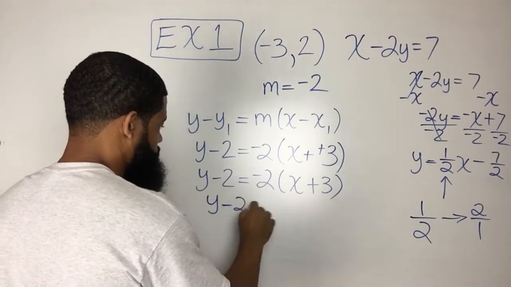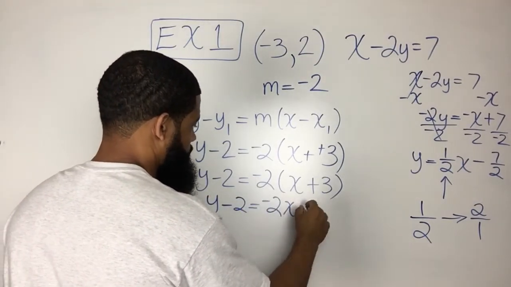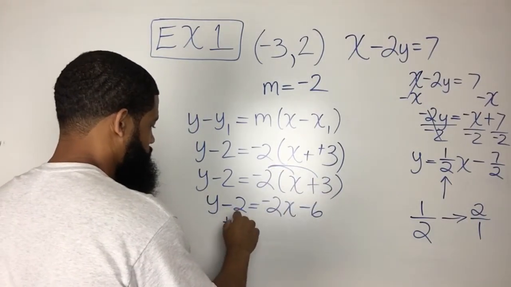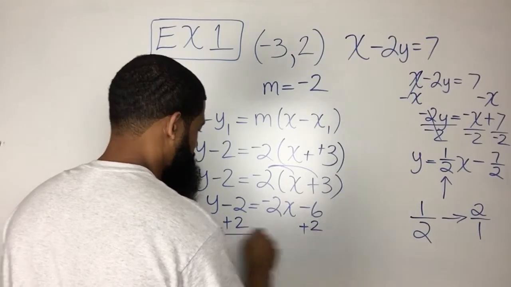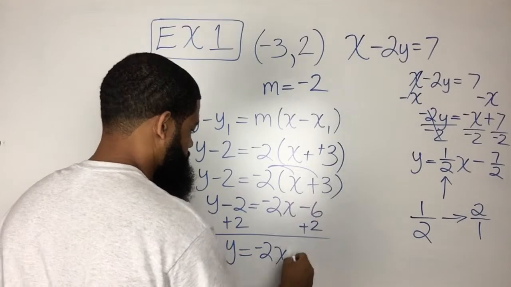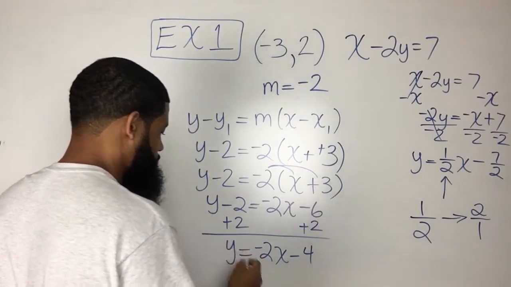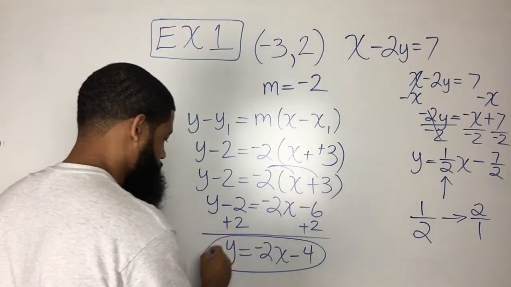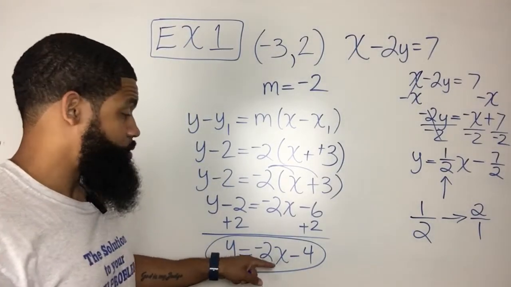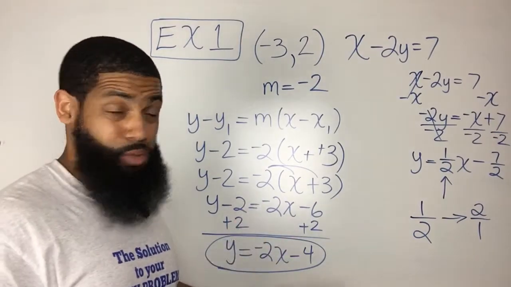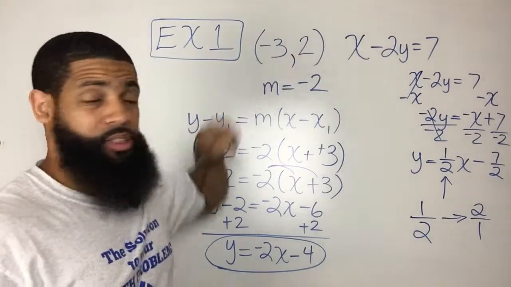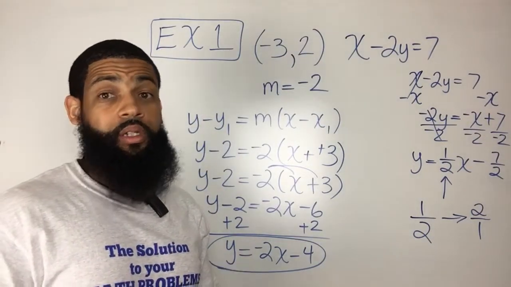So now I do this. I say y minus 2 equals negative 2x minus 6. Remember, I got that from the distributive property. I need to add 2 to both sides so that I can get y by itself. Y equals negative 2x, negative 6 plus 2 is negative 4. So this right here is the equation of a line. Y equals negative 2x minus 4 is perpendicular to x minus 2y equals 7, and it also passes through the ordered pair negative 3, 2.